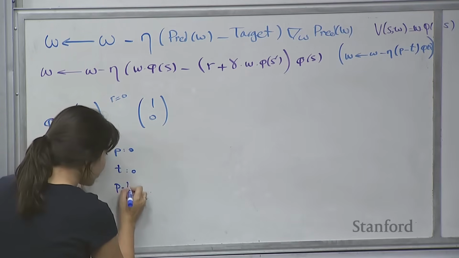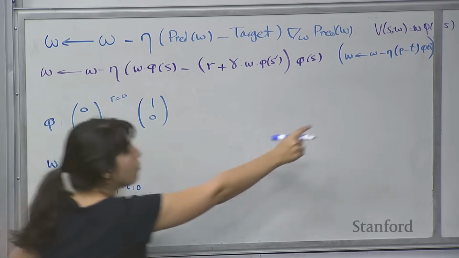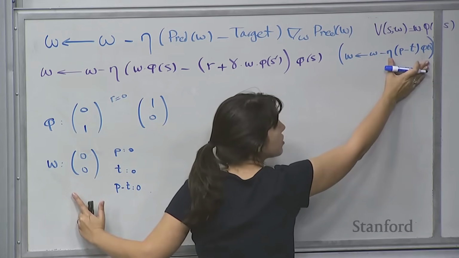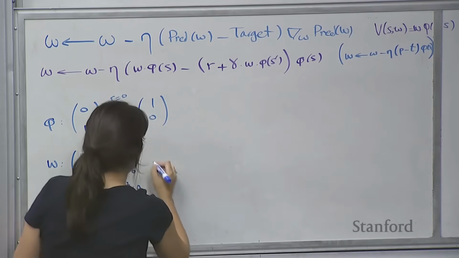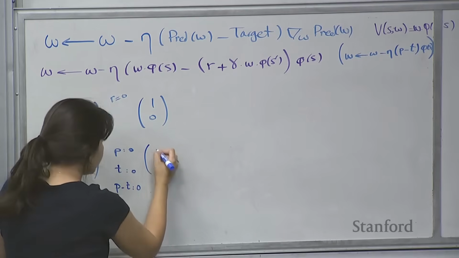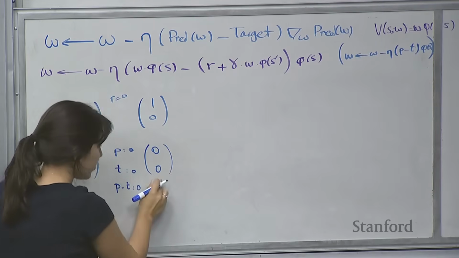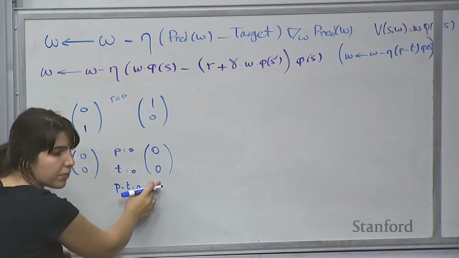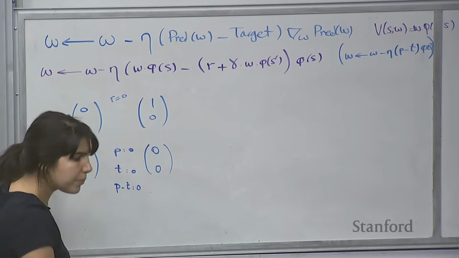My P minus T is equal to 0, so this whole thing is 0. W stays the same. So in the next step, W is just 0. I'm going to move forward.